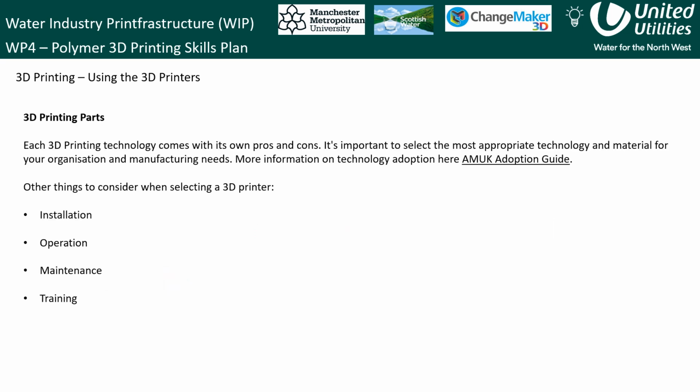If you need support in selecting the right technology for your organization, you should check out the Additive Manufacturing Adoption Guide on the Additive Manufacturing UK website. There, you'll find more information on each type of printing, which technologies are in each category, and a short video describing each process. In previous sessions, we've covered the different printing technologies and materials.